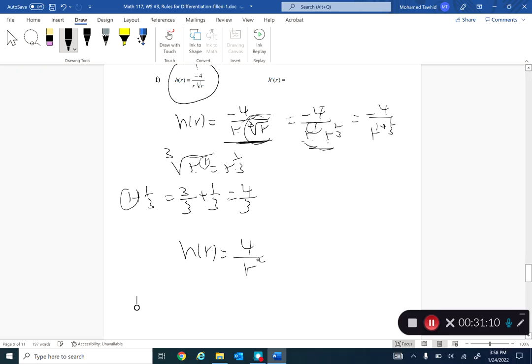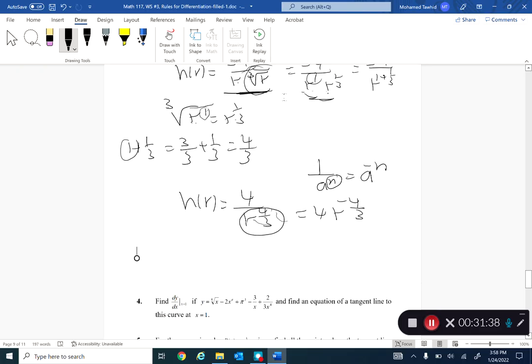So your h of r, now I could write it as 4 r to the power 4/3 in the denominator. Now, can I take this one up? If you have 1 over a to the power n, it will be a to the power negative n. I take the opposite sign. 4 here, that's a constant, I leave it as it is. I take this one up. You have negative 4/3. Now, I can take the derivative of this.